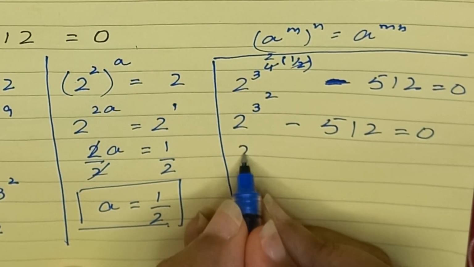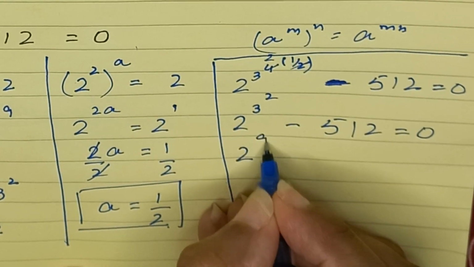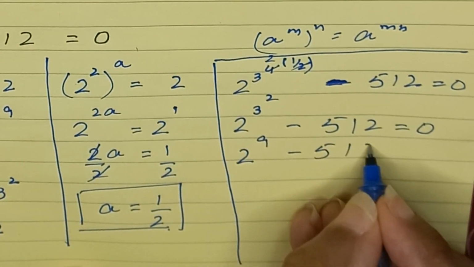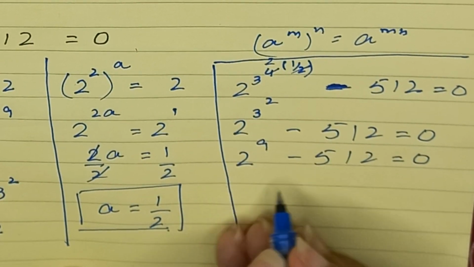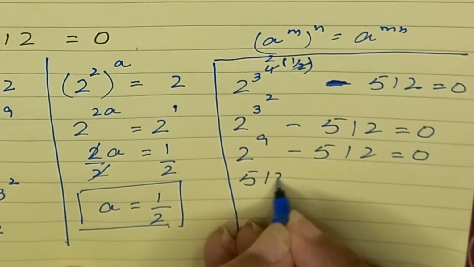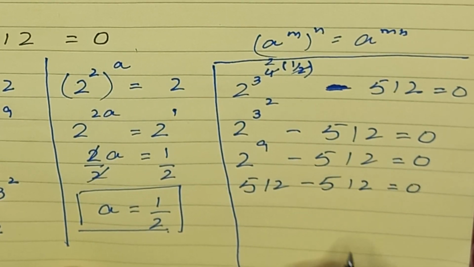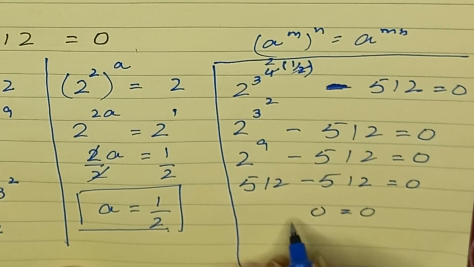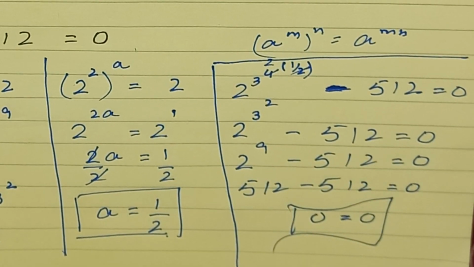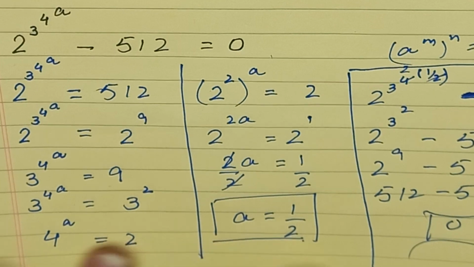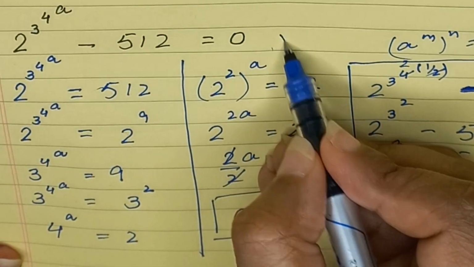Now from here 3 squared means 9, minus 512, which is equal to 0, and 2 raised to the power 9 is equal to 512, 512 minus 512 is equal to 0. So from here 0 is equal to 0. It means the value of a satisfies our given equation.